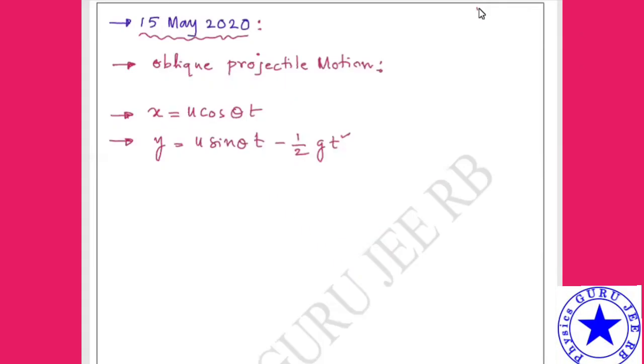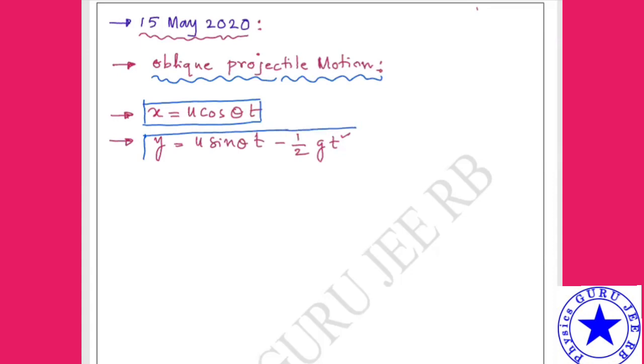Okay, let us start with the oblique projectile. In the last class, we were discussing oblique projectile motion. In oblique projectile motion, the horizontal displacement x is equal to u cos theta into t. Then the displacement in the y direction is u sin theta into t minus half g t square.